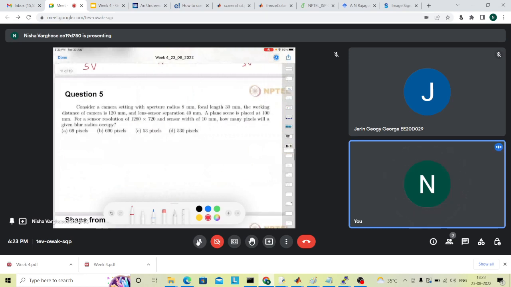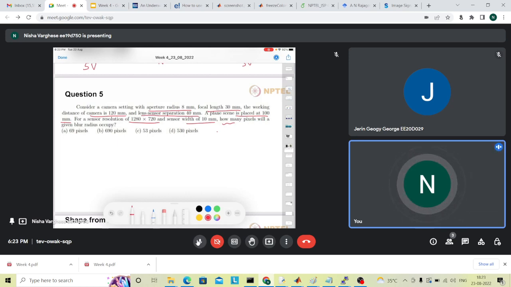And one question. This topic is like the previous topic only, the week 3 videos about blur radius. The question is, consider a camera setting with aperture size 8 millimeter and focal length 30 millimeter. Working distance of the camera is also given. Lens sensor separation is given. A plane scene is placed at 100 millimeter and the resolution is given. Width of the sensor plane is given. Then the question is, how many pixels will the blur radius occupy?